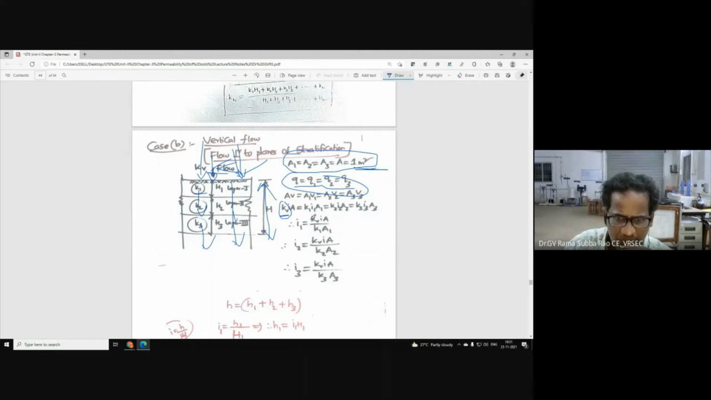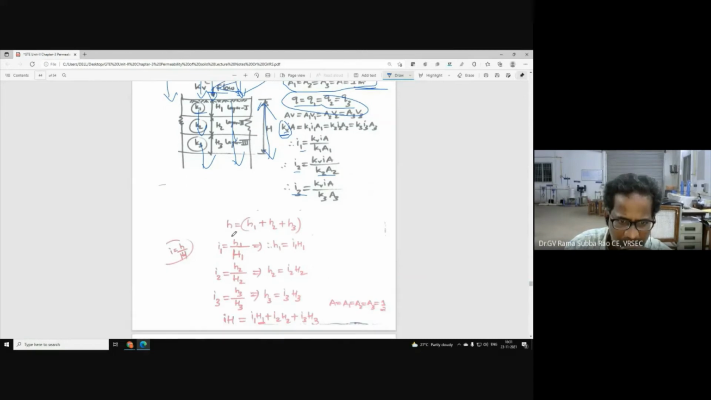Now what happened? i1 is equal to KV i A by K1 A1. Similarly, i2 is equal to KV i A by K2 A2. Now i3 is equal to KV i A by K3 A3. Now we see what is happening in this direction. Head is falling because water is flowing from up to down. So total head is equal to the combination of h1 plus h2 plus h3.